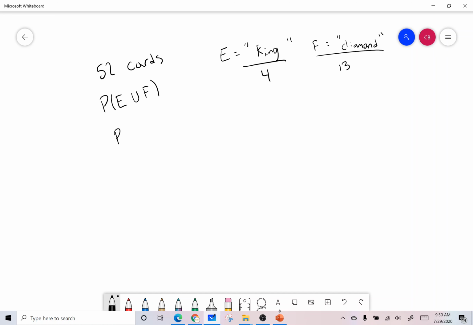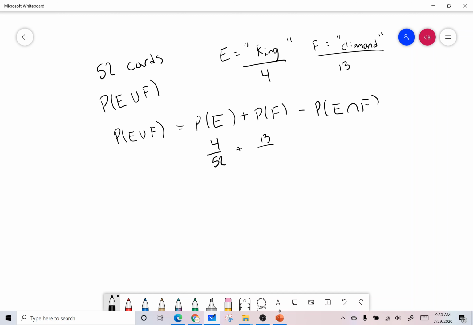So that means that P of E union F is equal to P of E plus P of F minus P of E intersect F. Because remember, there is a king of diamonds, so he would fall into the intersection. So this is 4 out of 52 plus 13 out of 52 minus 1 out of 52, which is 16 out of 52. There is a 16 out of 52 chance that you get a king or a diamond.